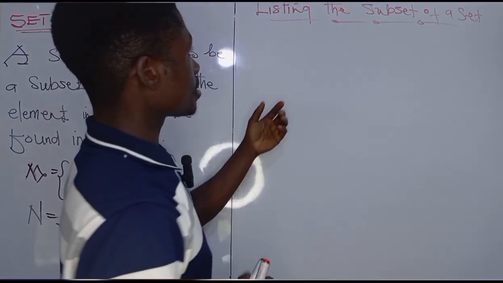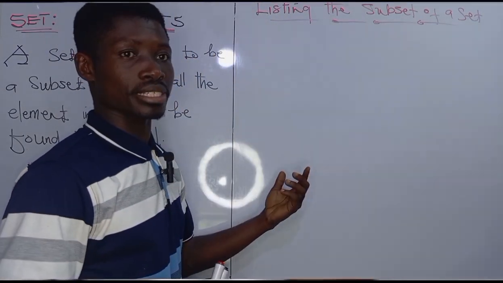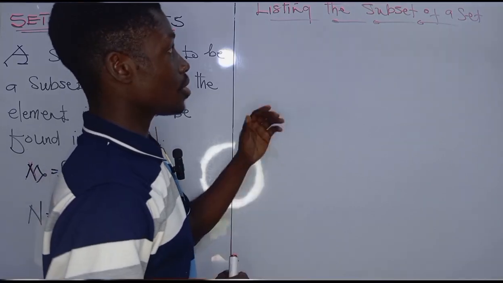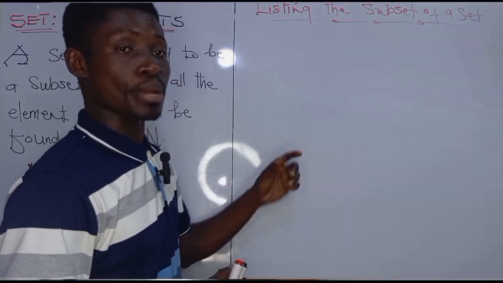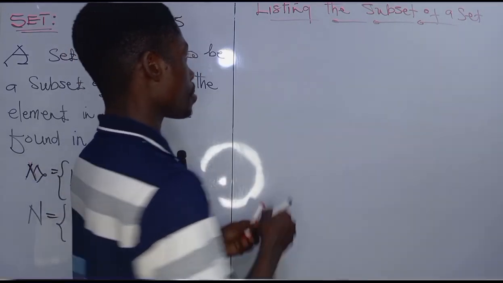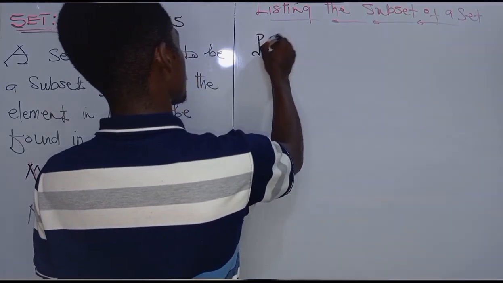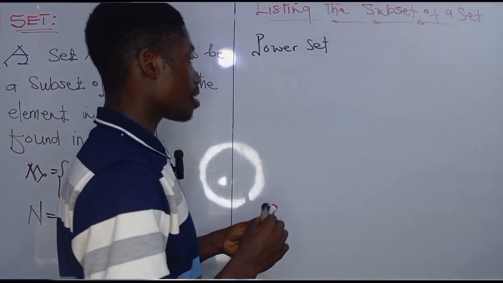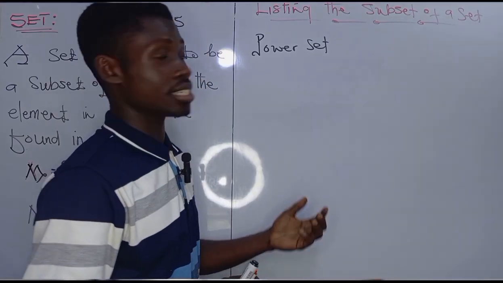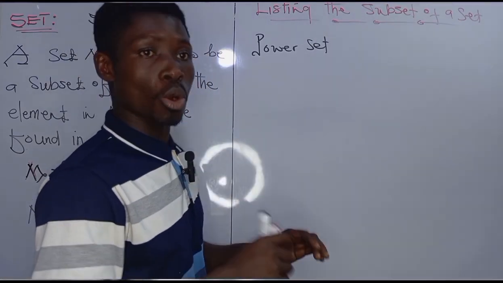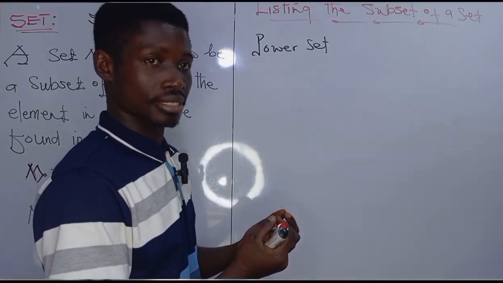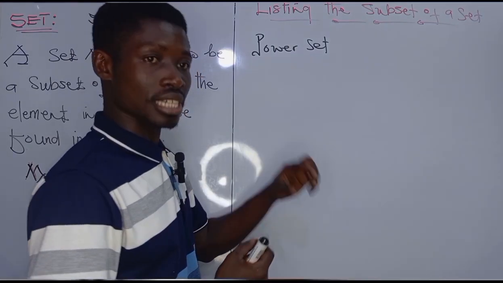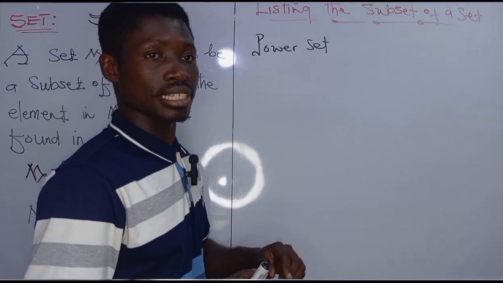So we are looking at how to list the subset of a set. All the subsets of a set, we call it the power set. So when we talk about the power set of a given set, it refers to all the subsets of that particular set. So how do we list all the subsets of a given set?